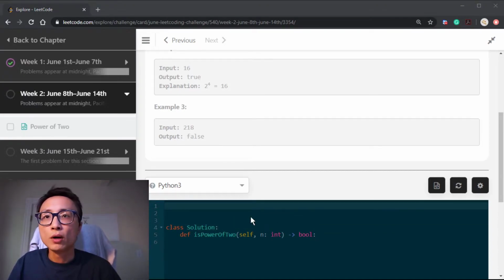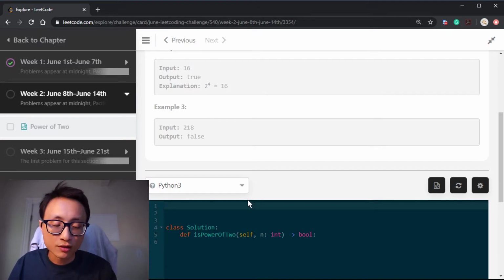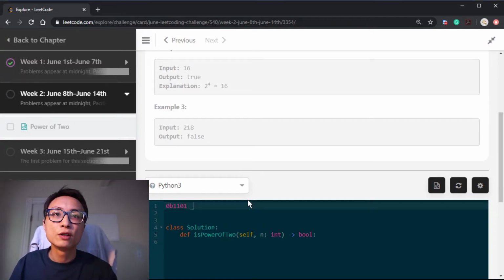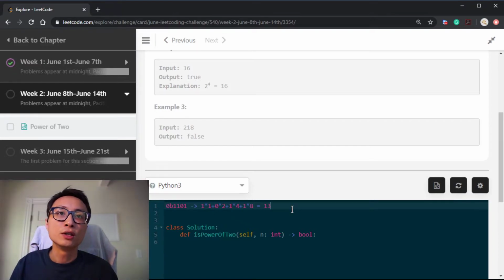Just recall how binary number works. Let's say that we have a binary number 1101. So if we convert this into decimal numbers, it will be 1 multiplied by 1, plus 0 multiplied by 2, plus 1 multiplied by 4, plus 1 multiplied by 8. That's going to be 1 plus 4 plus 8, so it's a 13.